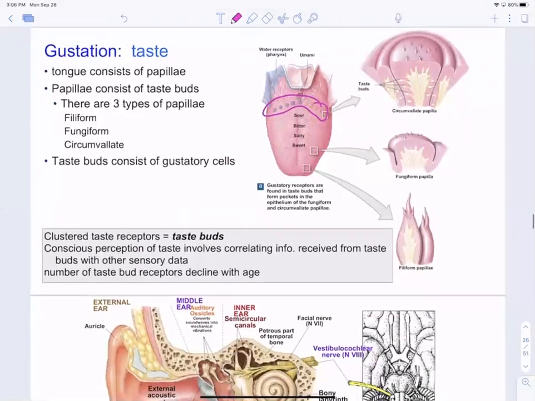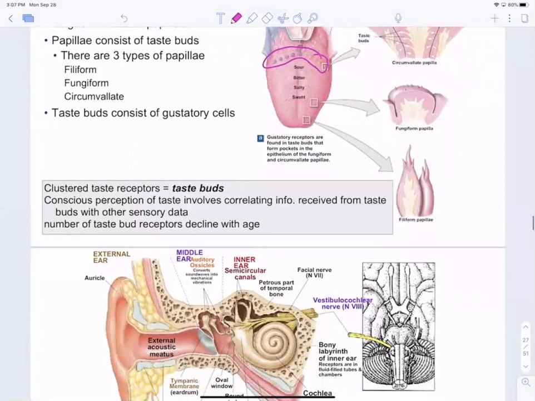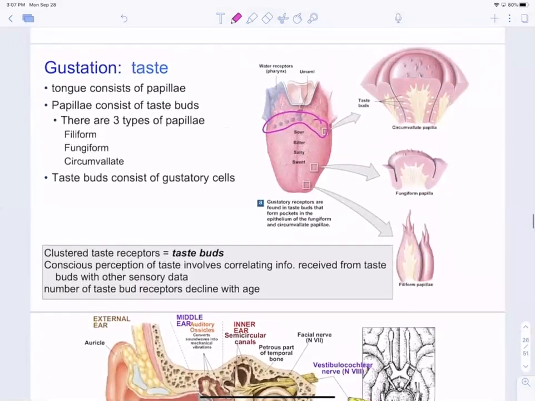They respond to different chemicals, right? So sour is going to be an acid, and bitter is going to be probably some kind of protein. Salty is going to be sodium chloride. Sweet is going to be some form of glucose or fructose. These taste buds have receptor endings here, and then the chemicals dissolve and excite these little areas.